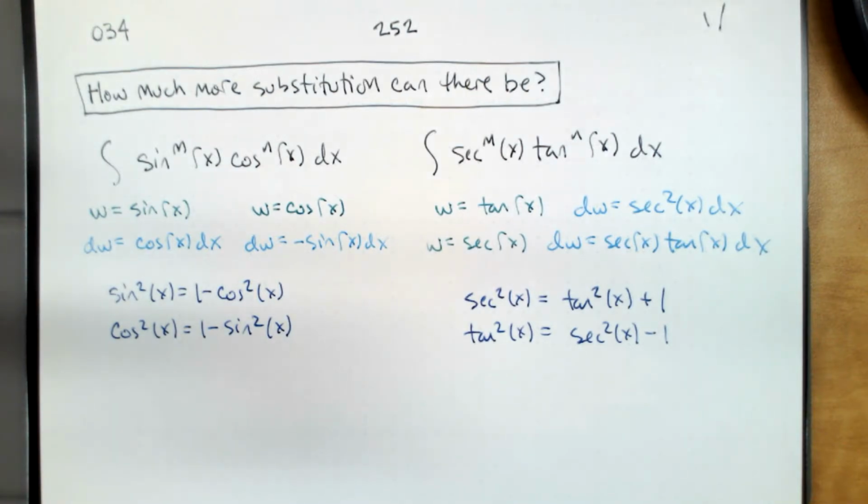Secant and tangent changes the game a little bit. Because if we want to make w equals tangent, then dw is secant squared. I need an even number of secants to be the dw. So that changes the game a little bit. If I have some tangents and an even number of secants, then I can make the tangent substitution.